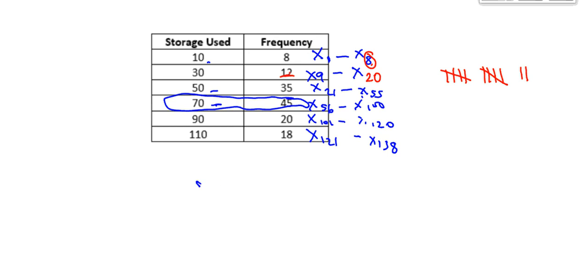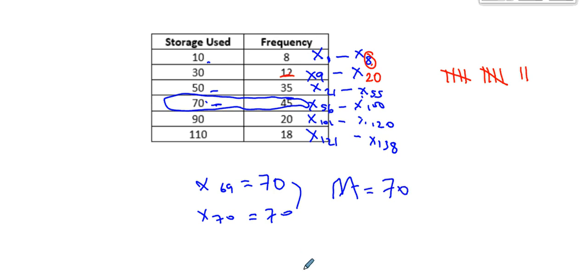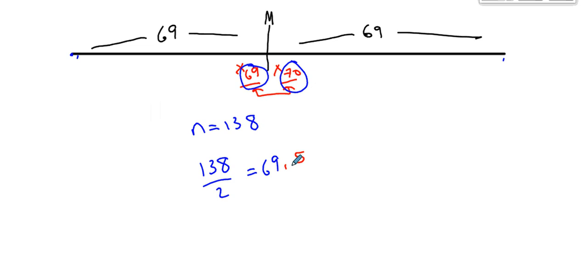So if I need the 69th piece of data, I look in this zone, it's 70. If I need the 70th piece of data, it's also here, and it's also 70. So that means, obviously, if I found the midpoint between 70 and 70, I know that the median, capital M, is 70. So that's how I can get the median.